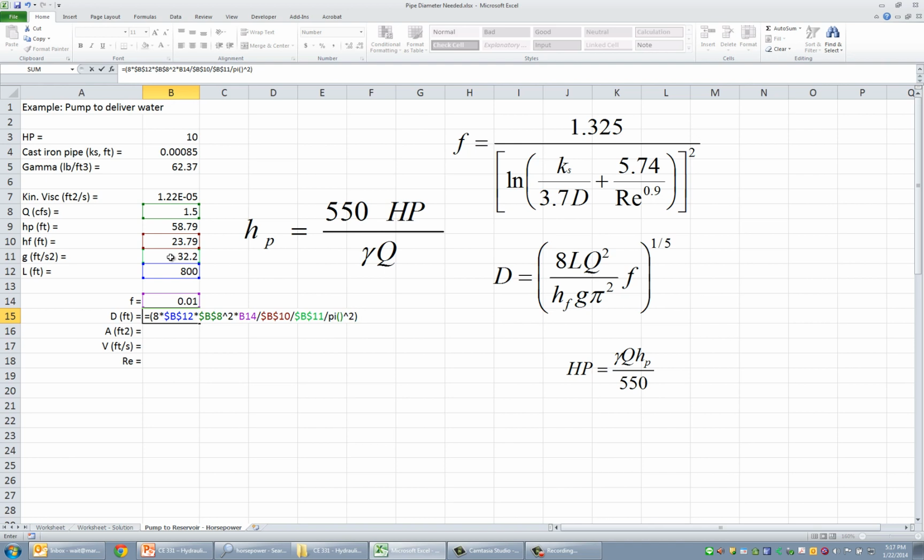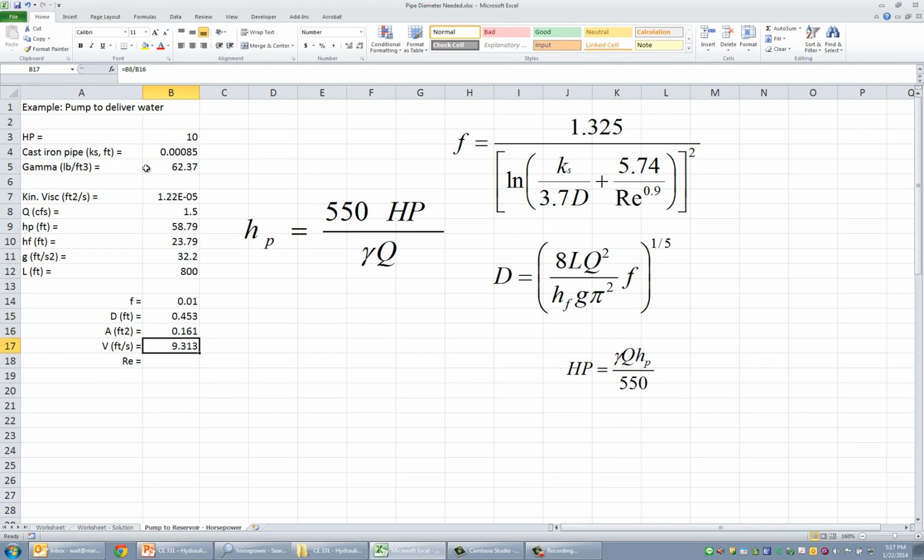And all of that is to the 1/5 power. Be sure that you put parentheses around the 1/5. And that tells me what diameter is needed if this was the f value. Okay, now if I had that diameter, then the cross-sectional area would be pi times d squared divided by 4. Now I've got the cross-sectional area. The velocity would be Q divided by A.